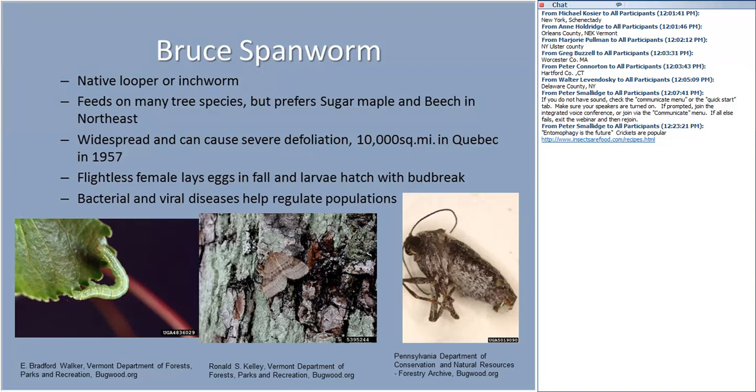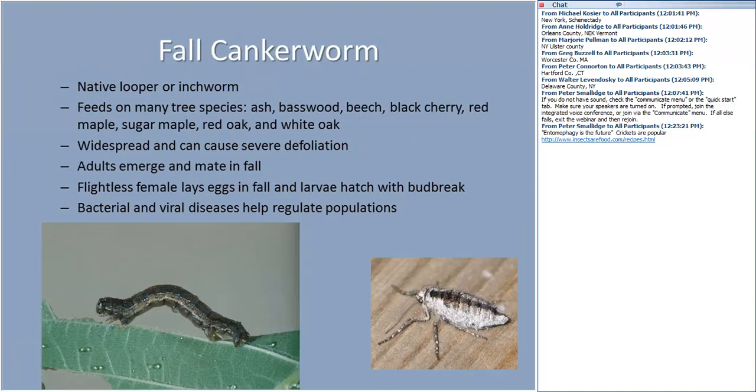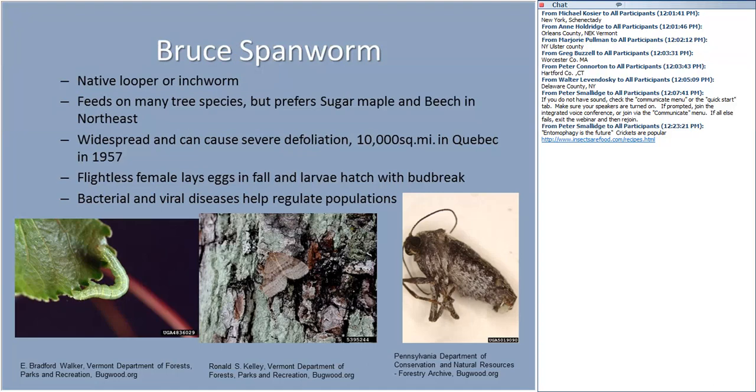I forgot about going back to the, there we go, fall cankerworm. I forgot to put that in there. There was some widespread defoliation in Pennsylvania, I think in the 50s and 60s and maybe the 70s as well. So, there is a history of defoliation. And the same with the Bruce spanworm, a history of defoliation.